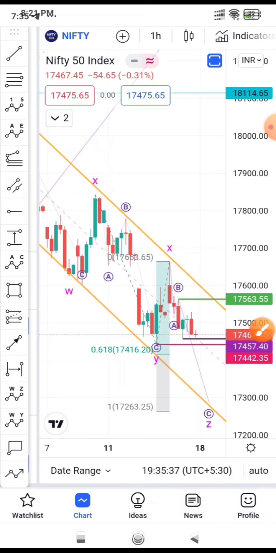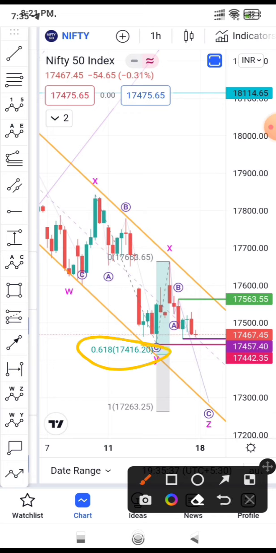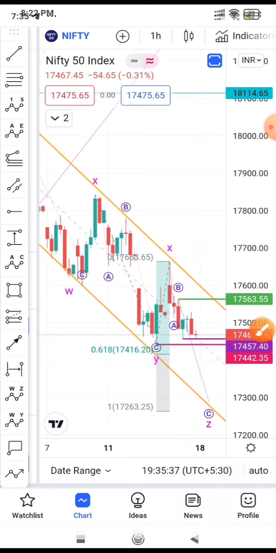So when you plot that, draw a 0.618 Fibonacci, that is the minimum target, and 1 or 100%. This is 100% you could call. And yeah, I'm expecting it to go towards this level.